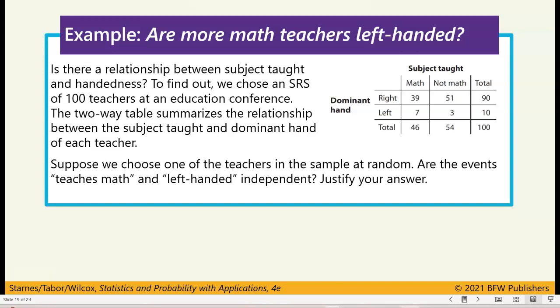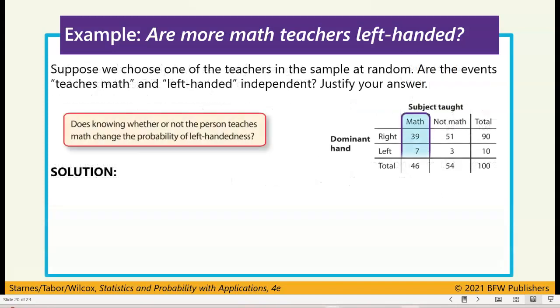Let's pretend that you are left-handed. Given that you're left-handed, what's the probability that you teach math? Given you're left-handed, there are a total of 10 left-handers, and teaching math out of those 10 would be 7 out of 10. So 70% of left-handers teach math. Then what's the probability of just teaching math overall? That would be 46 out of 100, which is not the same. So those are not independent.